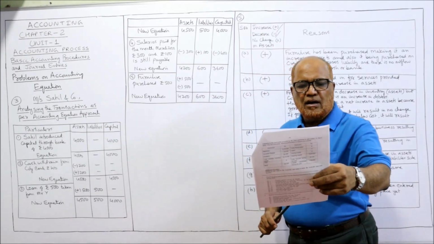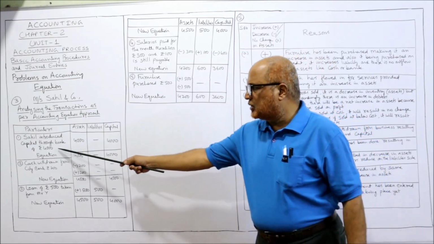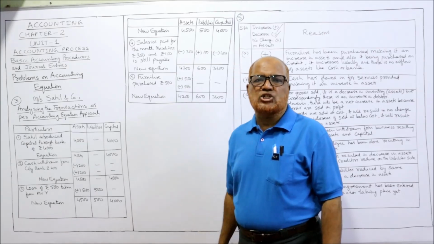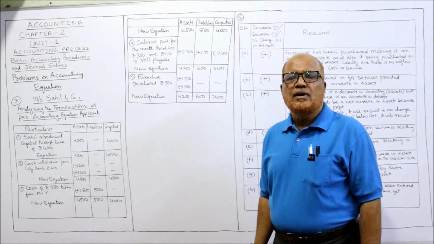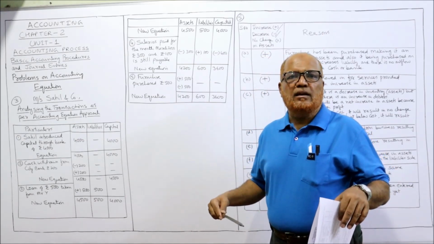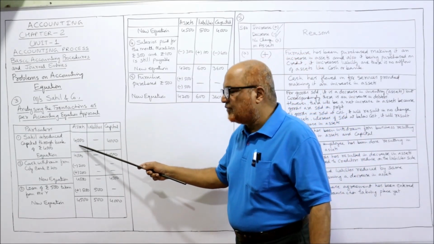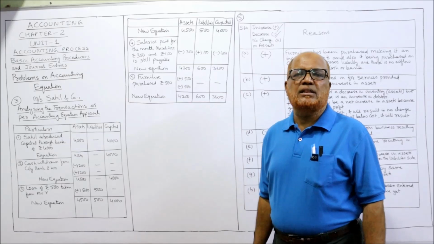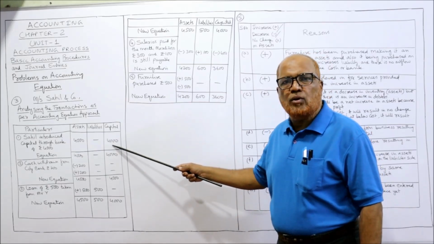The first is Sahil introduced capital through bank of rupees 4,000. The owner is Sahil. He has introduced cash, that is called capital, of rupees 4,000. When cash is coming in, the assets will increase by 4,000. At the same time, when the owner invests money in the business, it is called capital. So capital will increase by 4,000.